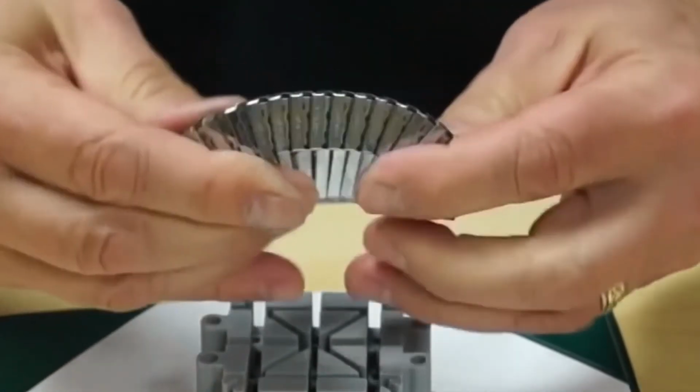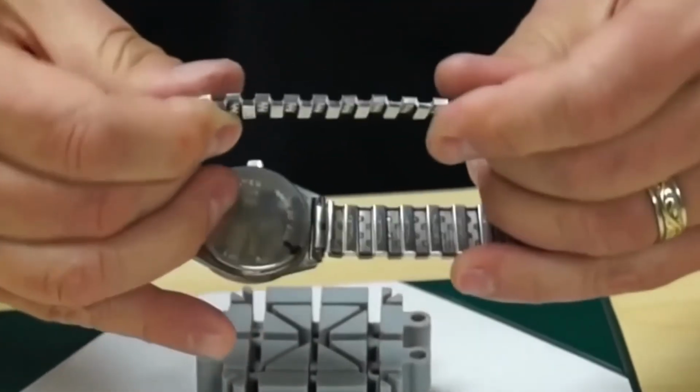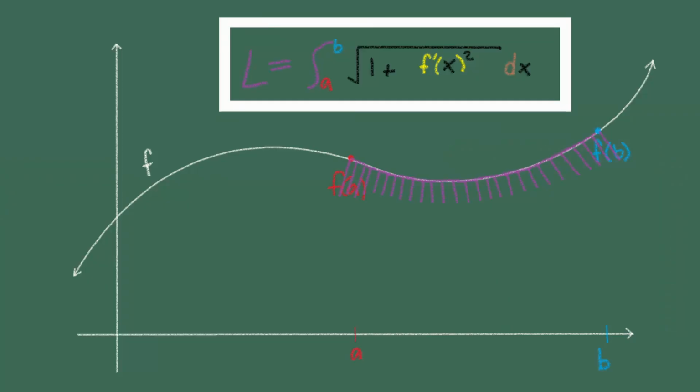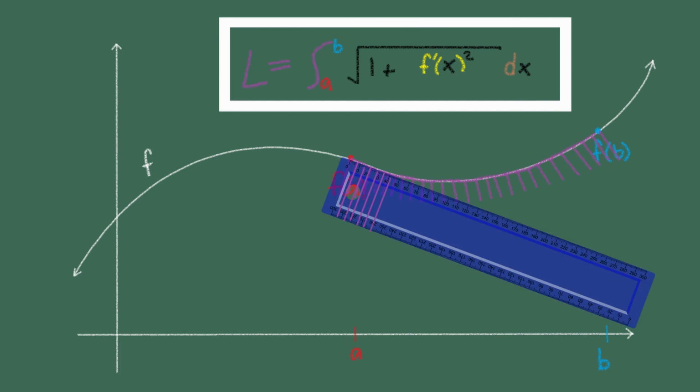And with that being said, we find that expansion watchbands are extremely handy when we measure arc length. Just be sure that the links are infinitesimally thin before you get started.